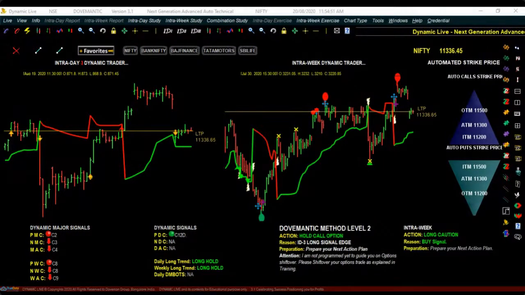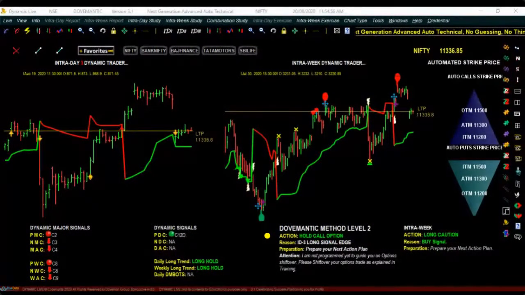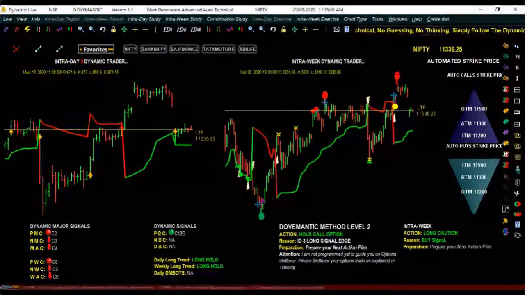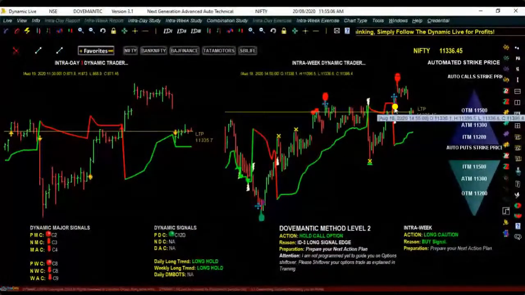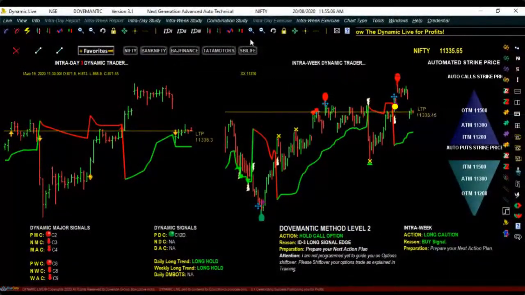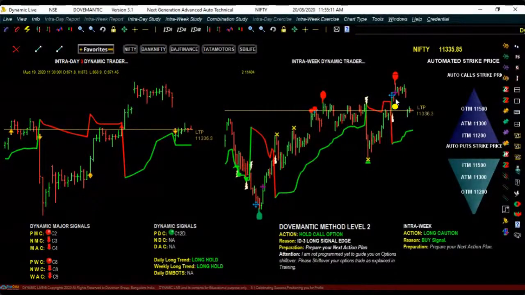You know that there was a big gap down today morning, but in spite of the gap down, the action is telling us to hold call option. But you have to remember, it told us to buy a call option a couple of days back at this point. Now, when was it? It was on 18th August at around 14:55 in the afternoon, when the price was at around 11,398.